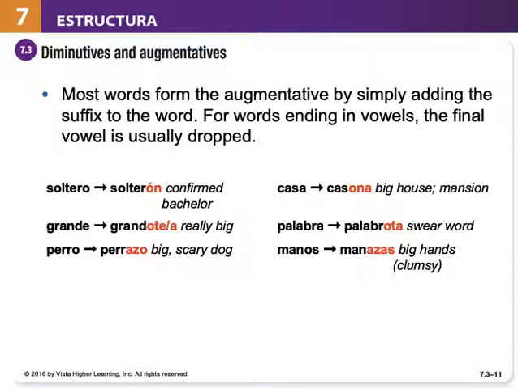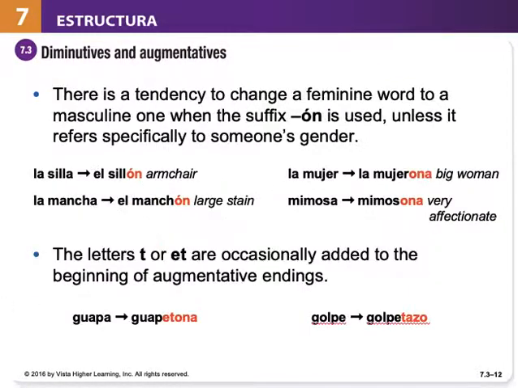Most words form the aumentative by simply adding the suffix to the word. For words ending in vowels, the final vowel is usually dropped. Soltero, solterón, grande, grandote, perro, perrazo, casa, casona, palabra, palabrota, y manos, manazas.